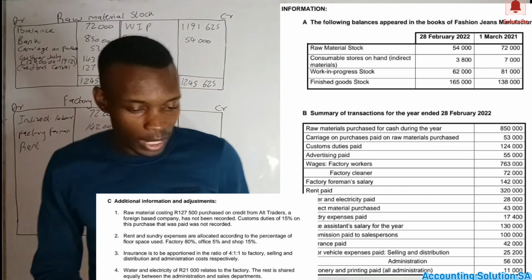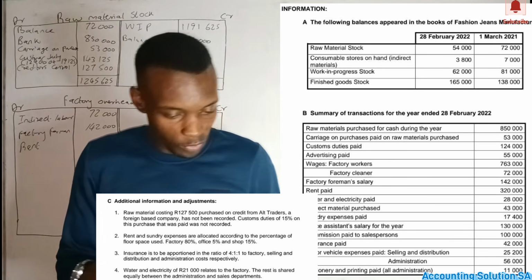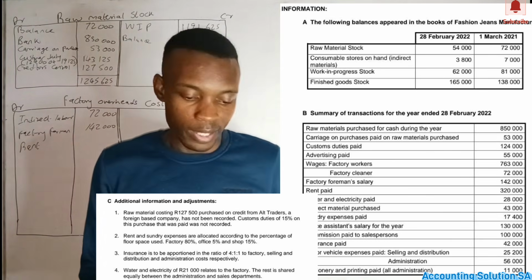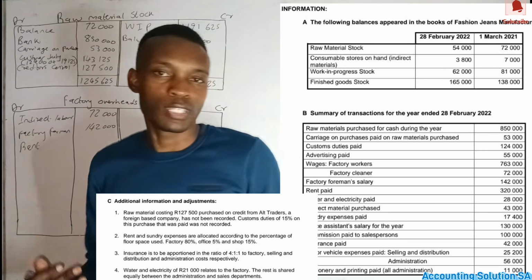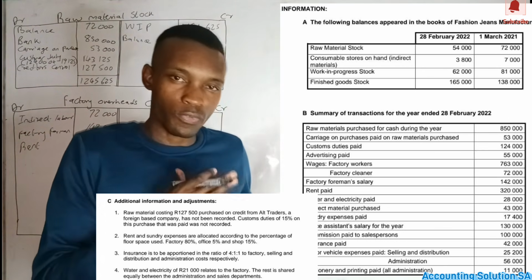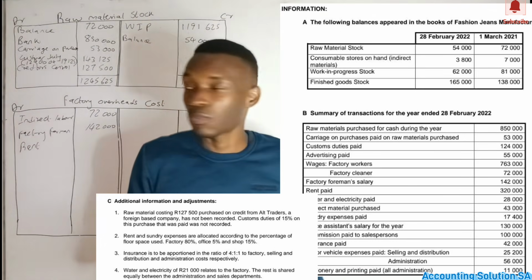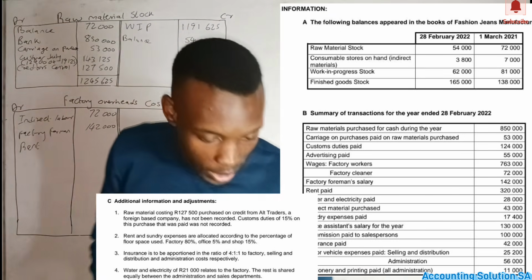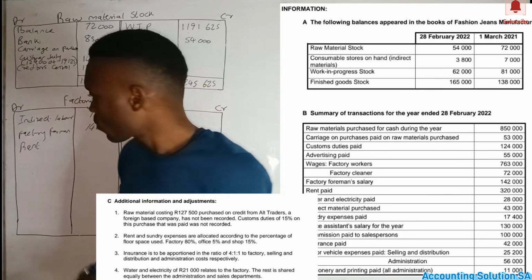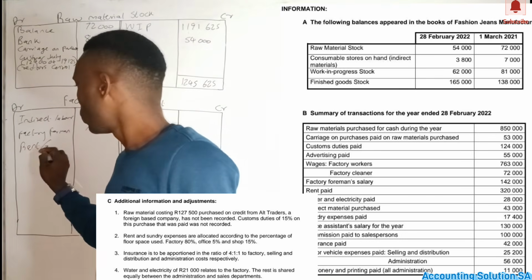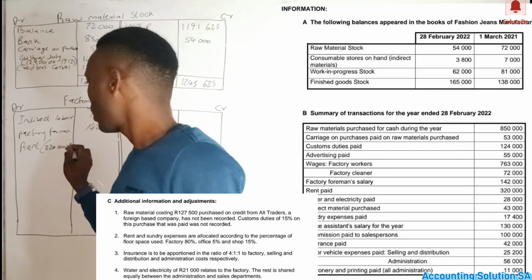Number 2: rent and sundry expense are allocated according to the percentage of floor space used. Factory 80%, office and shop 5 and 15. We are only concentrating on factory allocation, which means that we're going to allocate 80% of that amount. Okay, 80% of rent is 320. You have to show the calculation here, multiply by 80%.